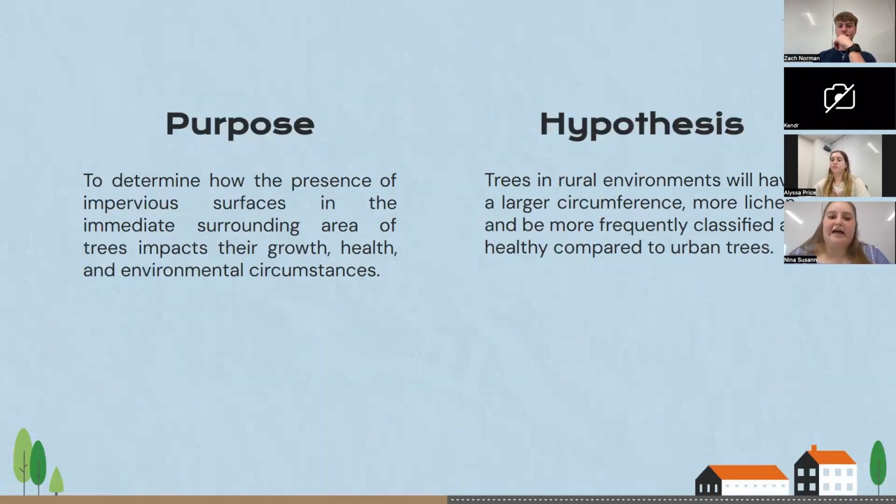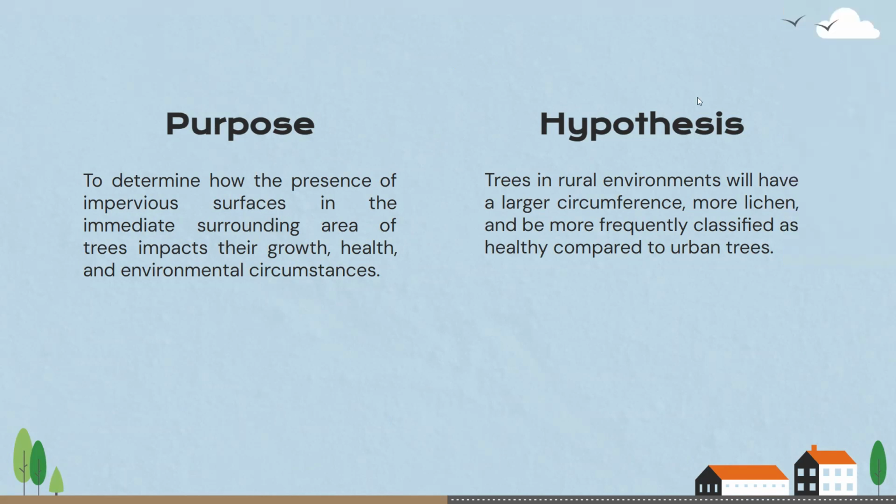And the purpose of this lab was to determine how the presence of impervious surfaces in the immediate surrounding area of a tree impacts their growth, health, and environmental circumstances. And our hypothesis is that trees in rural environments will have a larger circumference, more lichen, and be more frequently classified as healthy compared to urban trees.